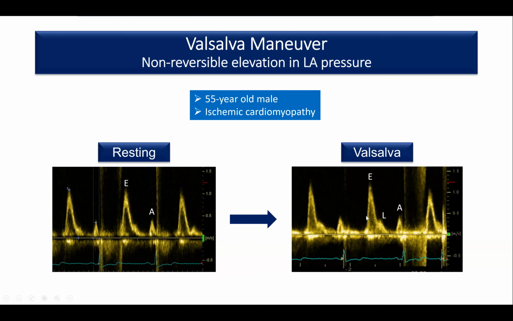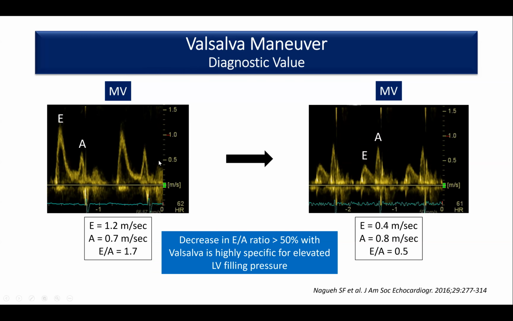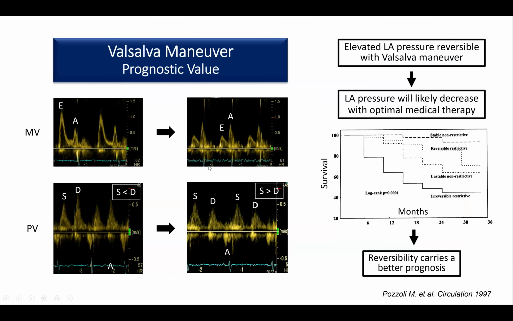With Valsalva, the L wave becomes prominent, but the E velocity remains high and the A velocity remains small. So obviously you can tell this patient has high filling pressure, but it is not reversible, in contrast to the previous patient, who has a reversible increase in the left atrial pressure.